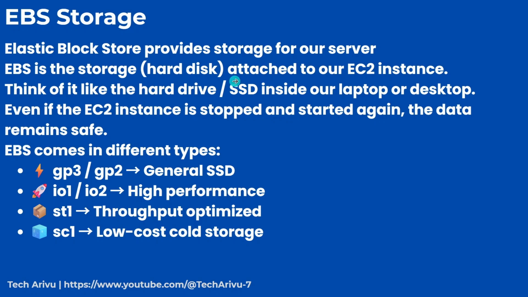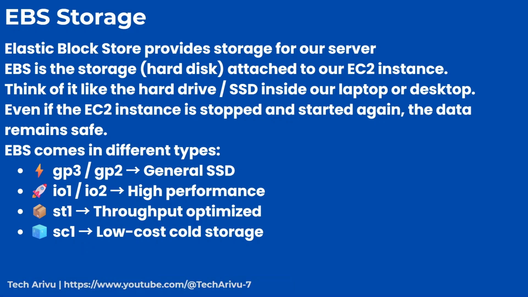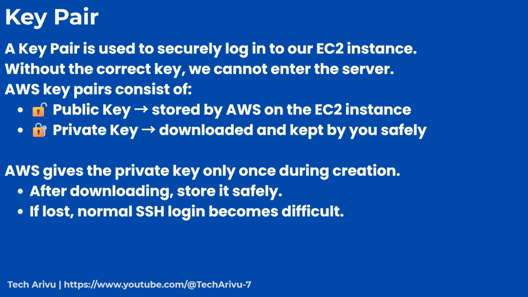So EBS comes in different types. These are the volume types. GP3 and GP2 are the general SSD, IO is for high performance, and ST and SC are for throughput optimized and low cost cold storage. We can deep dive into the EBS volume types in further sessions.